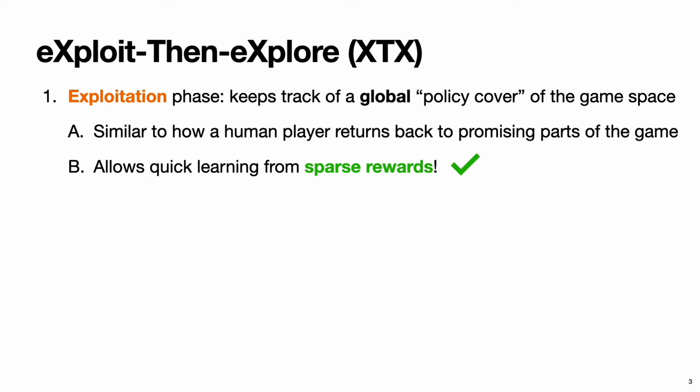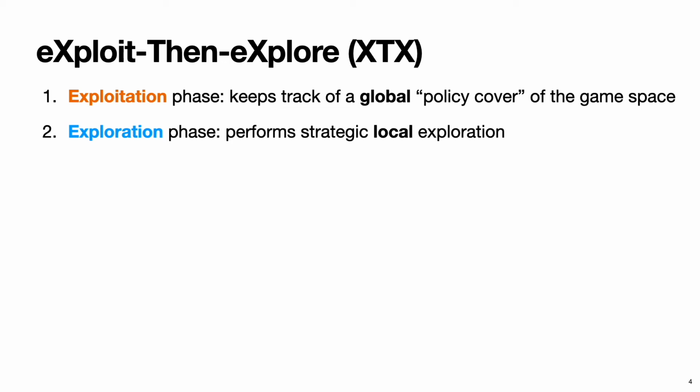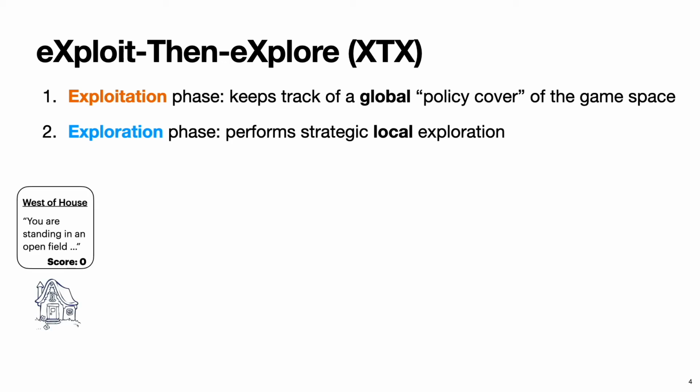The second phase is the exploration phase, where the agent performs strategic local exploration based on past knowledge and action uncertainty estimates. This is similar to how a human player cleverly tries out the available possibilities at the frontier. Instead of performing random exploration, which would be too inefficient, the XTX exploration policy allows to strategically explore the large, dynamic action space.